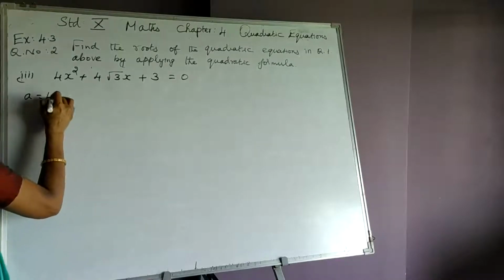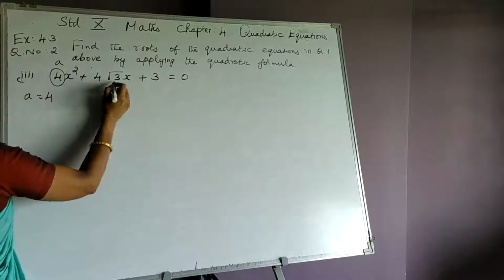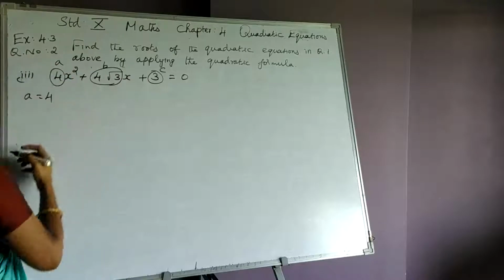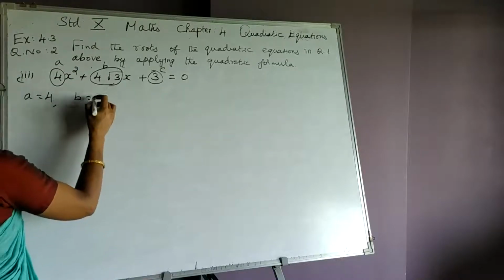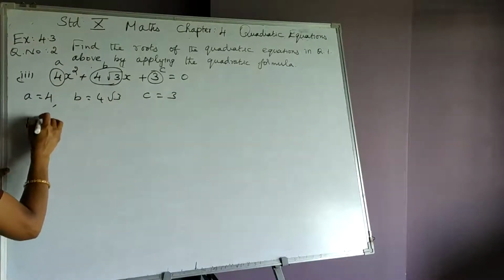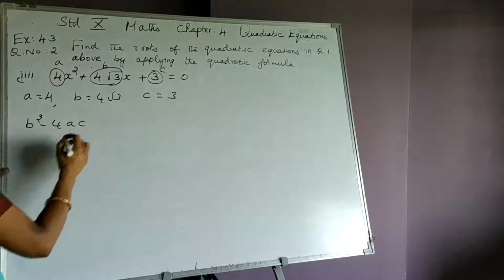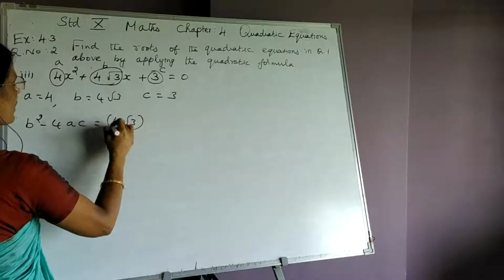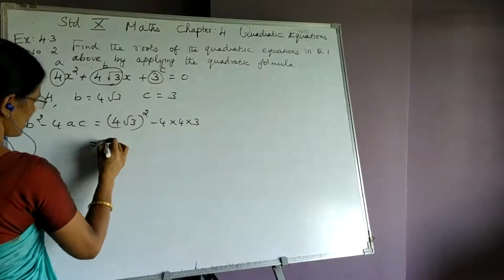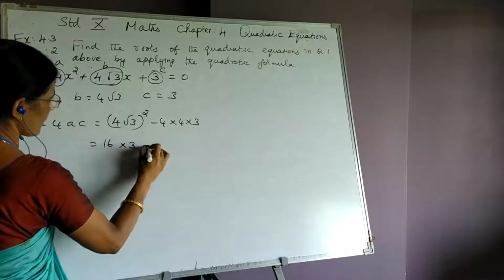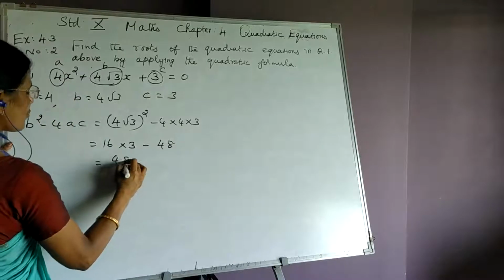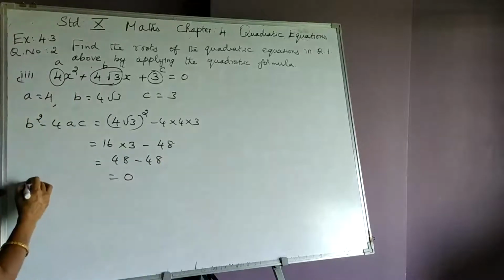So a is equal to 4 here. This is a and this is b and this is c. It is in the standard form, so directly we can write a value, b value and c value. b is 4 root 3 and c is equal to what? 3. The very first step we have to find is b square minus 4ac. We will get 4 root 3 the whole square minus 4 into 4 into 3. Square of 4 is 16, square of root 3 is 3 and here 16 3's are 48. So we get here 48 minus 48 which is equal to 0.